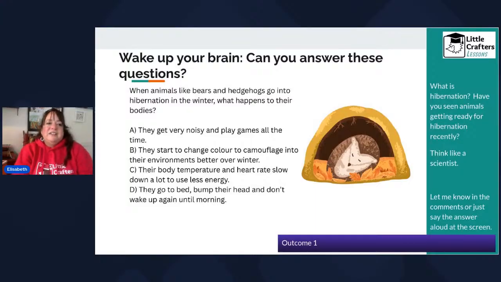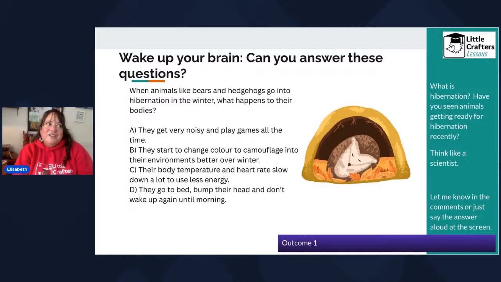Another question for you to answer. When animals like bears and hedgehogs go into hibernation in winter, what happens to their bodies? Do they get very noisy and play games all the time? Do they start to change color to camouflage into their environments over winter? Does their body temperature and heart rate slow down a lot to use less energy? Or do they go to bed, bump their head, and don't wake up again until morning? What is hibernation? And have you seen animals getting ready for hibernation recently?